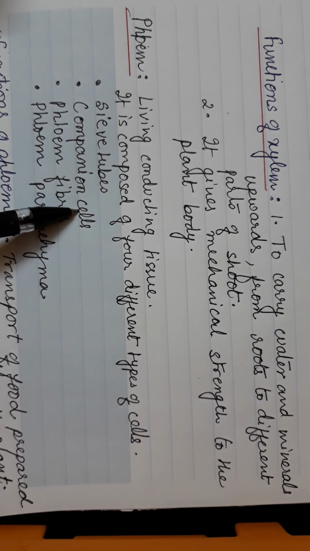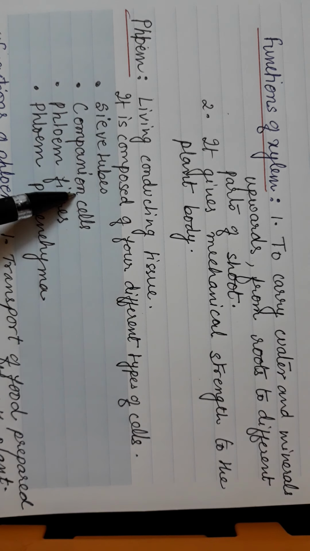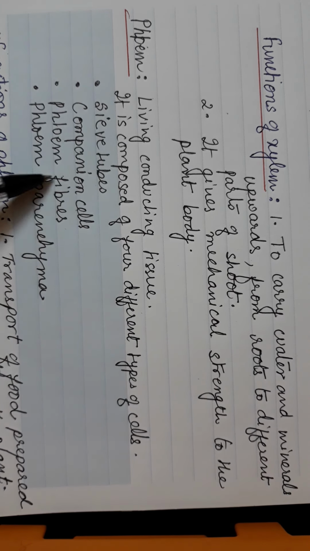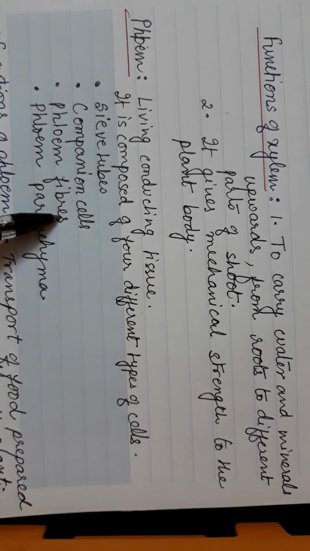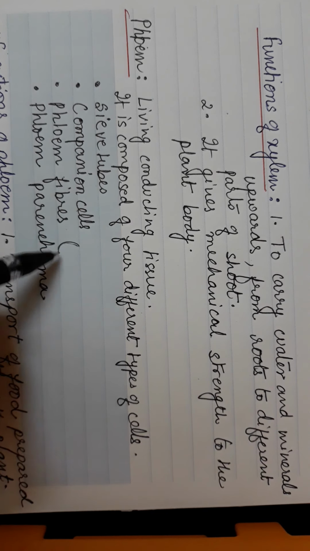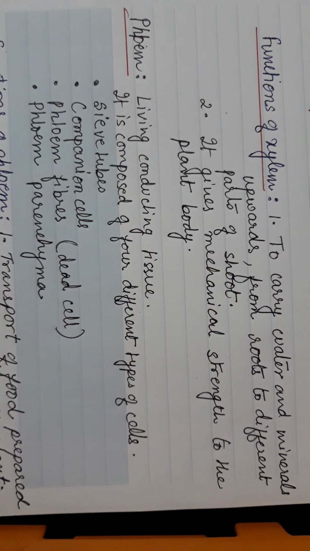Fine. Now we come to the companion cells. These companion cells are small, thin walled cells containing dense and very active cytoplasm. Okay, and these are called companion cells because they are connected sidewards to the sieve tubes. That is why they are called companion cells. Then phloem fibers, they provide mechanical strength to the tissue. Okay, and within the phloem, this is the dead cell.